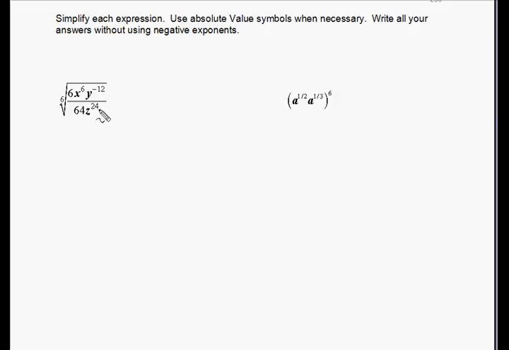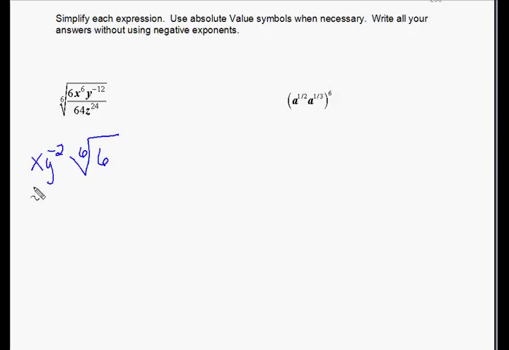z to the 24th. The sixth root of 6 is not going to be simplified because I can't find a number multiplied to itself 6 times to give you 6. But x to the 6th, that would just be x. Y to the negative 12th, well, we can do a power to a power, and this is like a fractional exponent, so that'd be y to the negative 2.